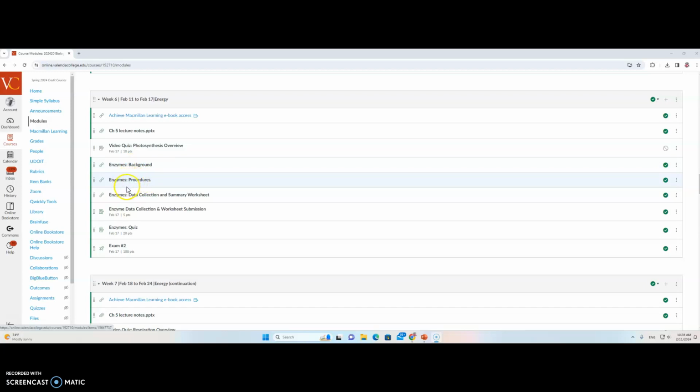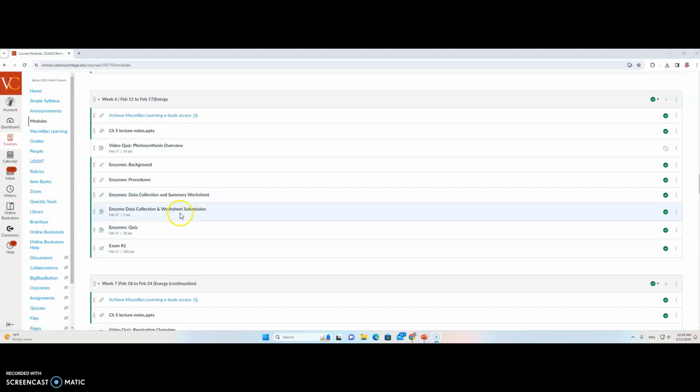Then on the virtual lab, the procedures are step by step and easy to follow. Do it with your data collection and summary worksheet, so always download this worksheet. Remember, if it's a PDF and you do not know how to edit a PDF, all you have to do is answer the questions on a piece of paper or in a notebook, take a picture of it, and upload it in the data collection and worksheet submission. But if you know how to edit the PDF, you can fill out the worksheet in there.